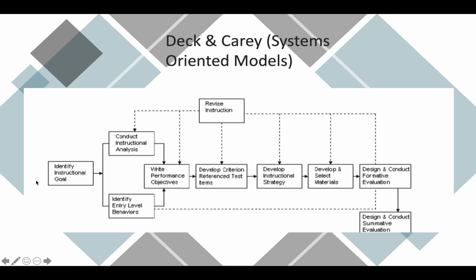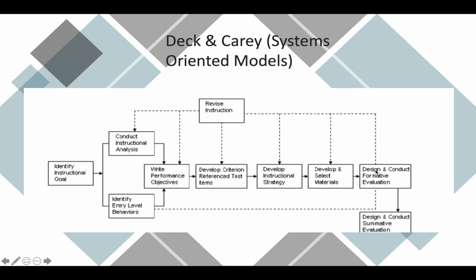So in the first step, we identify instructional goals. We conduct analysis for learner analysis. We move to determine and identify behaviors and characteristics of the learner in terms of knowledge, skills, and so on. Then we move to write performance objectives, then the criterion reference test items. Then we move to develop the instructional strategy. Then we choose our materials. Then we conduct formative evaluation: one-to-one, field, and small group evaluation.